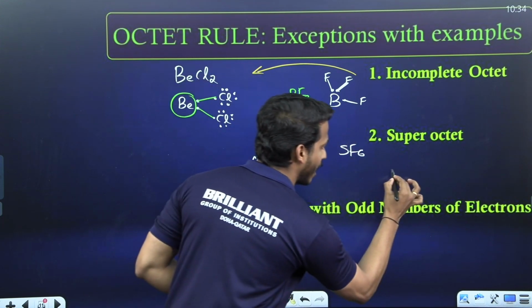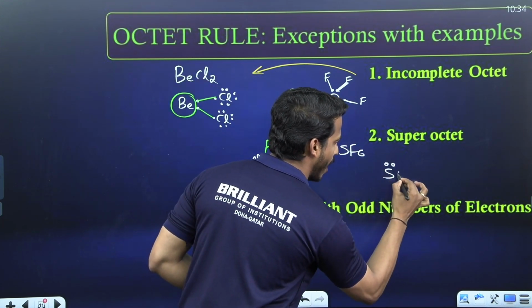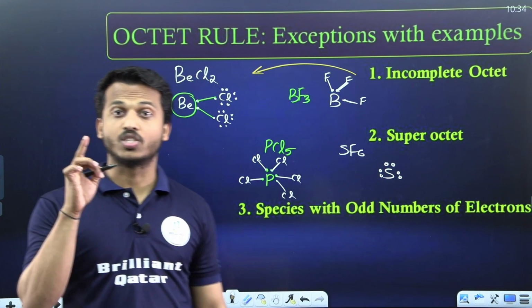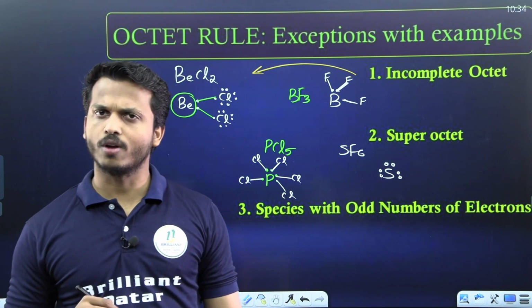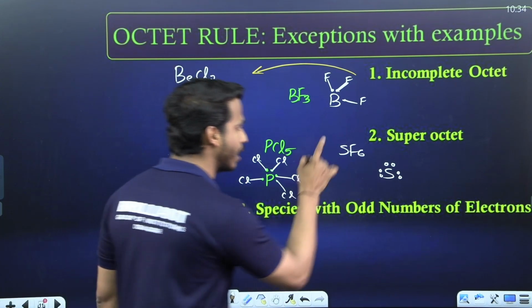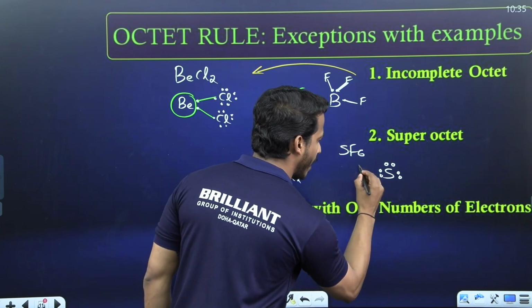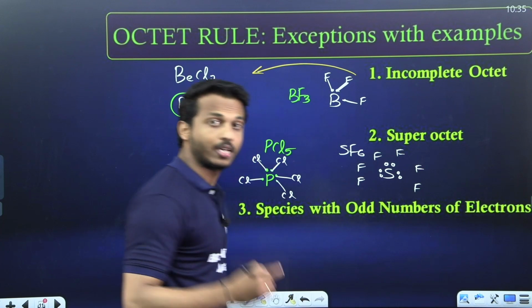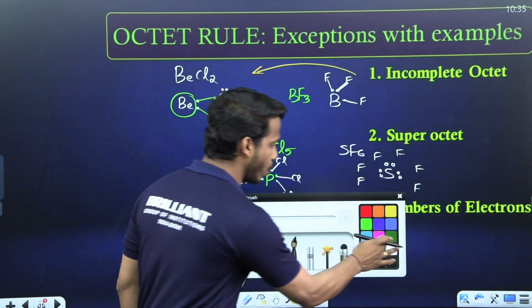Another example, to make the concept very clear: SF6, where the central atom is sulfur. Sulfur has atomic number 16. So what is the configuration? 2, 8, 6. So 6 is the valence electron count of sulfur. It is surrounded by 6 fluorine atoms. You know, fluorine has 7 valence electrons.